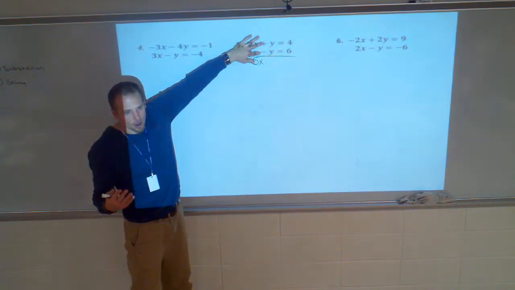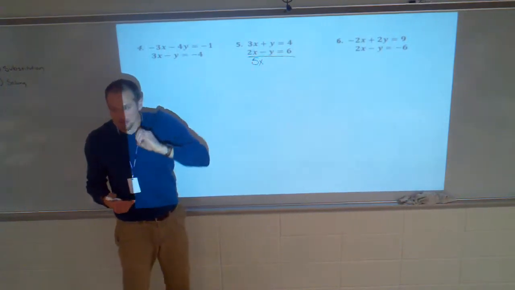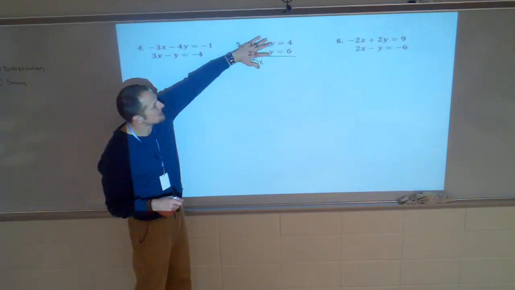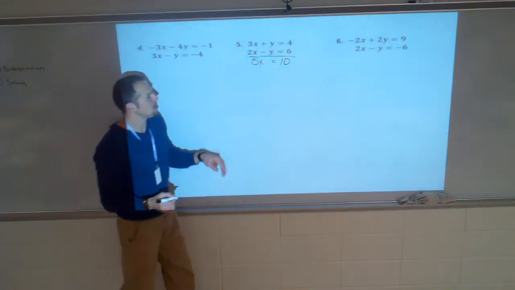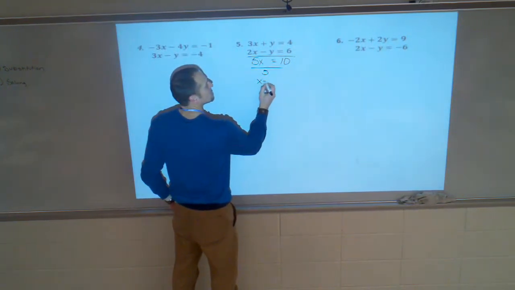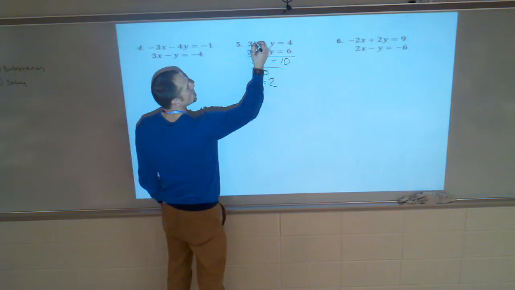Positive y, negative y is 0. Positive y minus y is 0. It doesn't matter. Just do whatever this sign is. In any case, that's 0. And then 4 plus 6 is 10. Next step, divide by 5. X equals 2. Next step, sub in 2 for x.